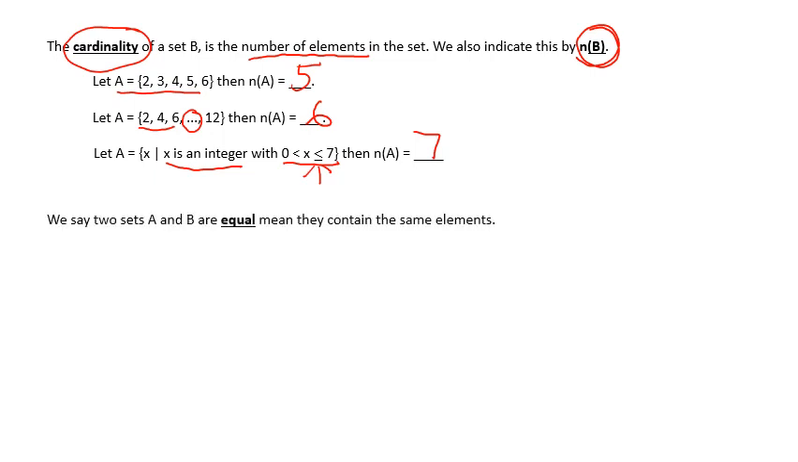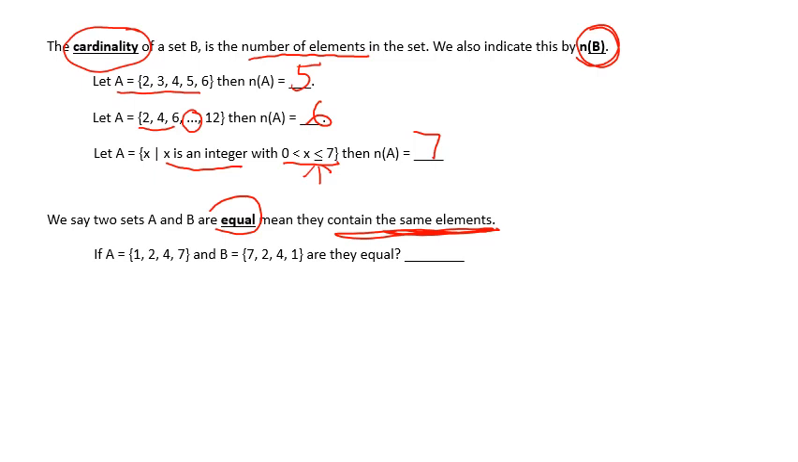Another definition, we say two sets A and B are equal, simply means they contain the same elements. They contain the same elements. Now note, the elements do not have to be in the same order. Sets do not have order.